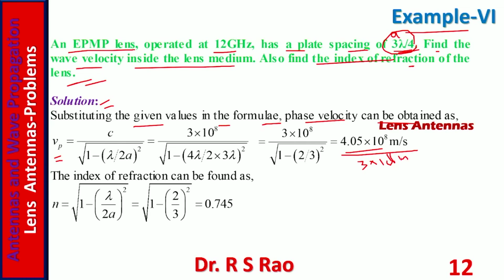It can be, because this is phase velocity. Phase velocity usually is more than C, 3 into 10 power 8 meters per second. Group velocity cannot be, but phase velocity can be more than C. The index of refraction can be found from the formula N equal to square root of 1 minus (lambda by 2a) whole square. Substituting the given value of A, index can be found as 0.745.